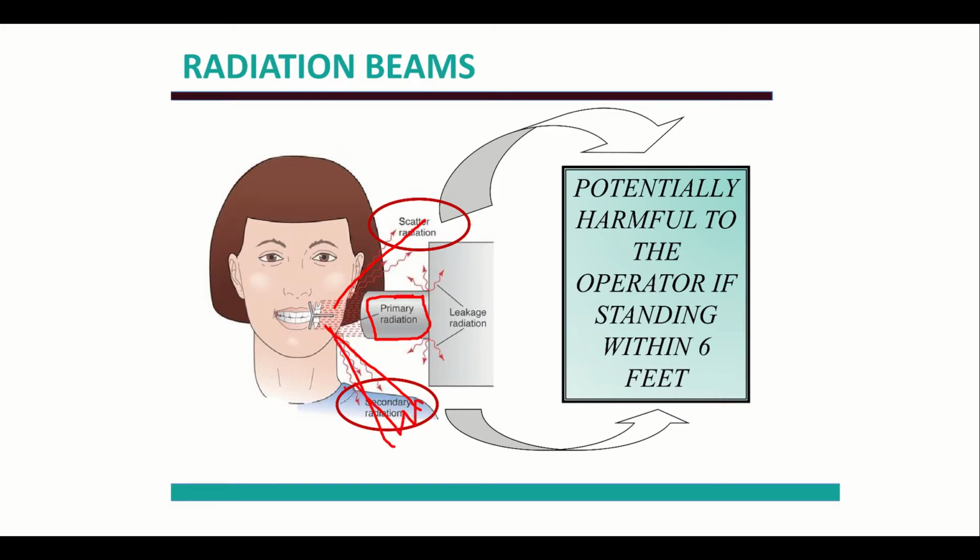But you could be hurt by secondary and scatter radiation, which is the radiation that bounces off the patient until it loses its energy, if you're within the harmful zone. 6 feet is the magic distance. X radiation cannot travel more than 6 feet. That's why they put the button outside of your operatory room. It's on the other side of a wall and at least 6 feet away, so that you're outside of where the radiation could be. So the 2 types of radiation beams that could be harmful to you as an operator are secondary and scatter.